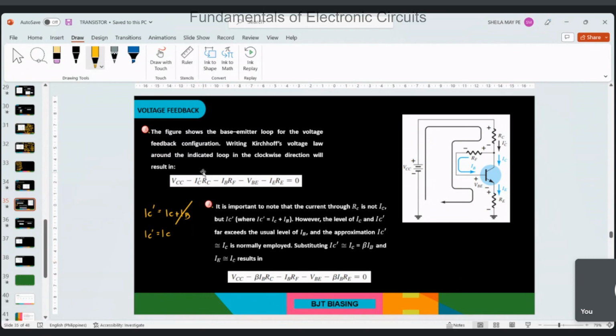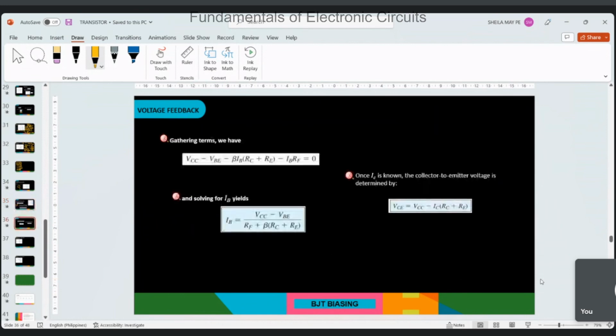In here, we substitute beta IB because IC bar is equal to our IC. So that's beta IB RC minus IB RF. RF is the resistor feedback for our base. Minus VBE here. Minus, it's supposed to be IERE. But remember, our IE is equal to IC, and that is beta IB. So that's beta IB RE, equals 0. That's the loop and the configuration for our voltage feedback.